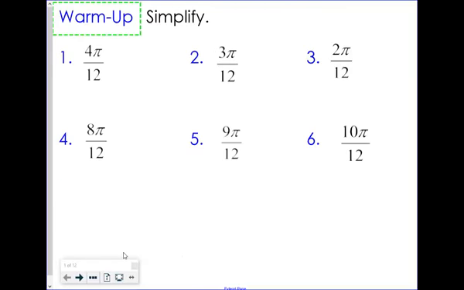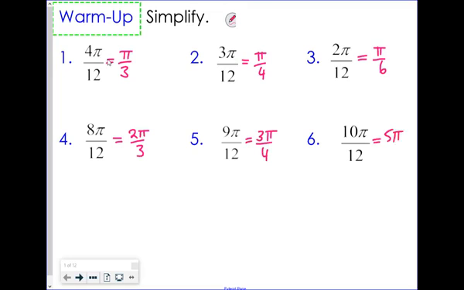So with these 6 angles, these aren't angles that we're familiar with, but they all reduce so that they are angles we're familiar with. 4 pi over 12 reduces to pi over 3. 3 pi over 12 reduces to pi over 4. 2 pi over 12 is basically pi over 6. 8 pi over 12 reduces to 2 pi over 3. 9 pi over 12 reduces to 3 pi over 4. And 10 pi over 12 reduces to 5 pi over 6.